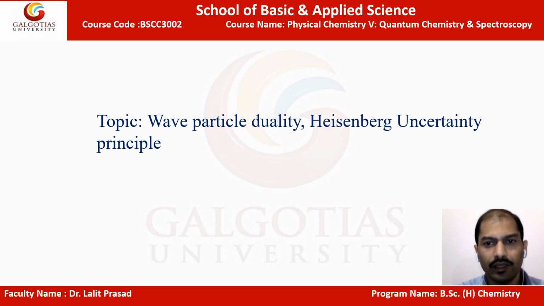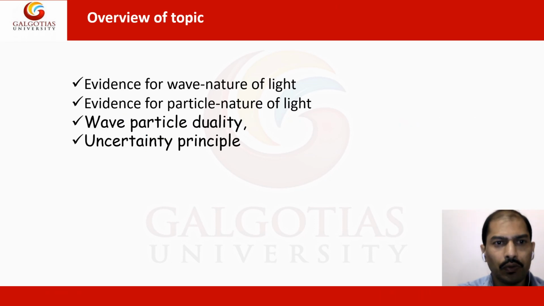So here, if you see the overview of the topic, we will discuss evidence for the wave nature of light and evidence for the particle nature of light, and then we will come to the main topic of the day, wave particle duality and the uncertainty principle. There are certain explanations for the wave nature of light, and also some evidence for the particle nature of light.